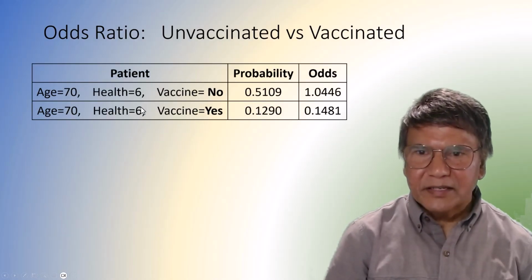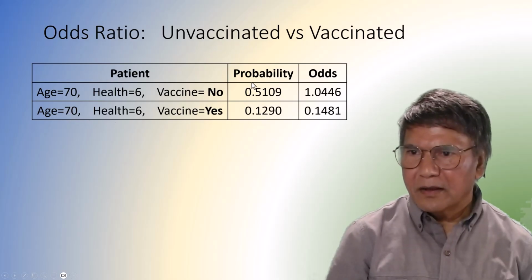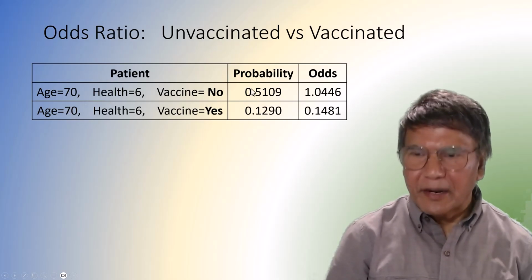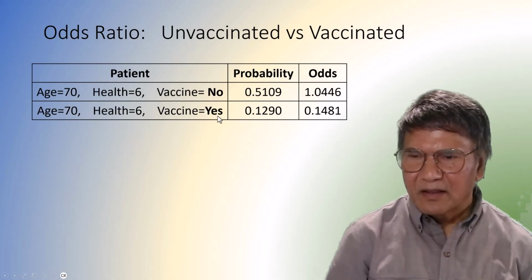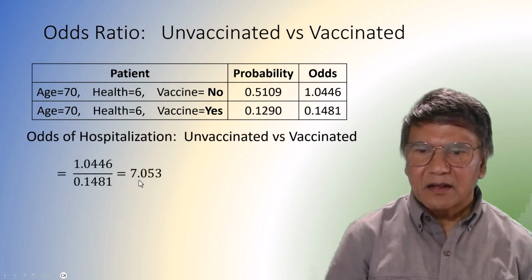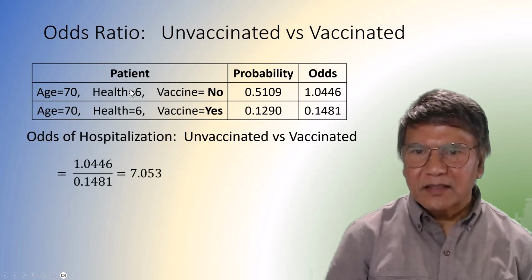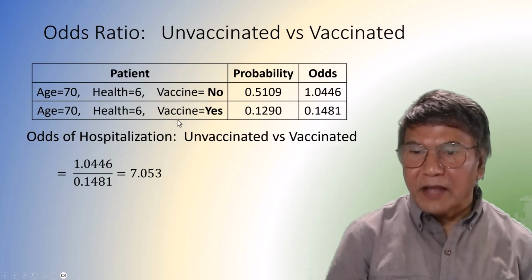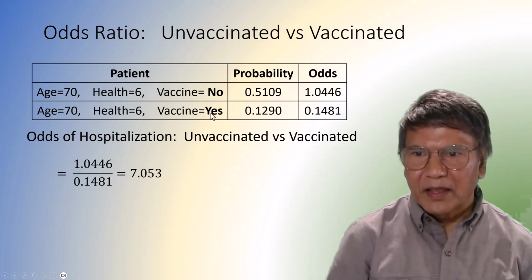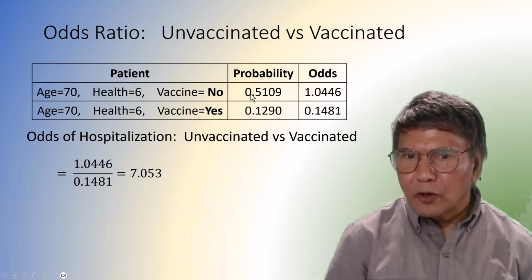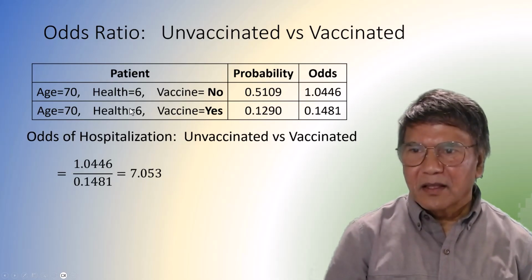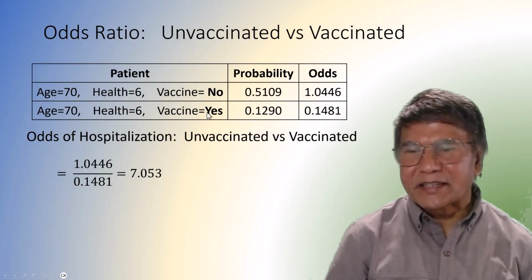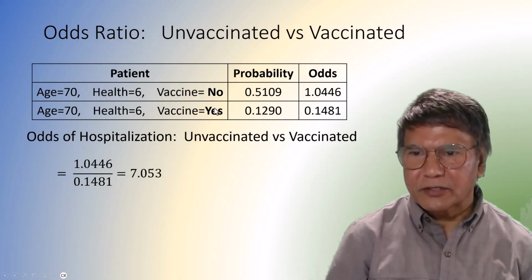70 and 6, no, yes, this changed. Now the 70-year-old has a higher probability of getting admission than this person who took the vaccine. But what are the odds? Same odds exactly. So the point is that they become constant, only this one changes. That way we can figure out the impact of the vaccine itself. It doesn't matter. Yes, the chances of both going to the hospital are higher compared to a 50-year-old. But within them, it's about 7 times more likely you'll go to hospital if you didn't take a vaccine than if you took the vaccine. That's what we're trying to achieve here.